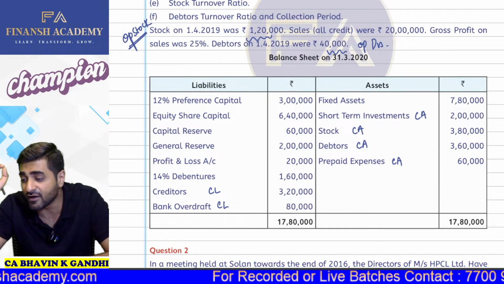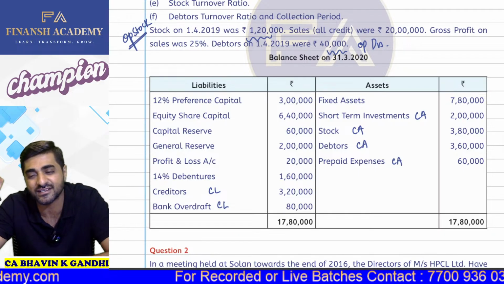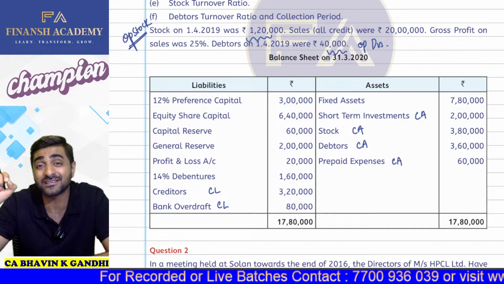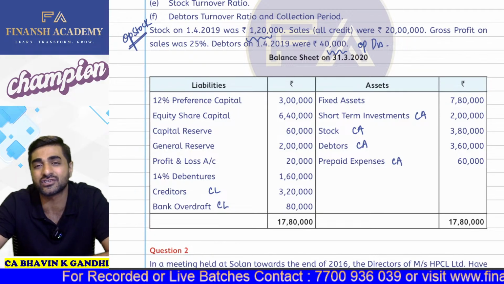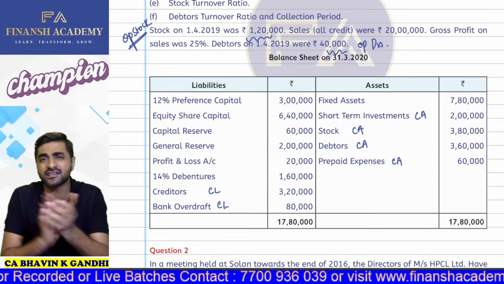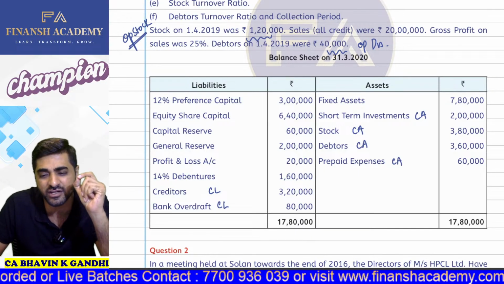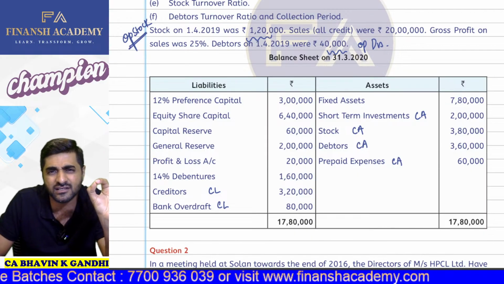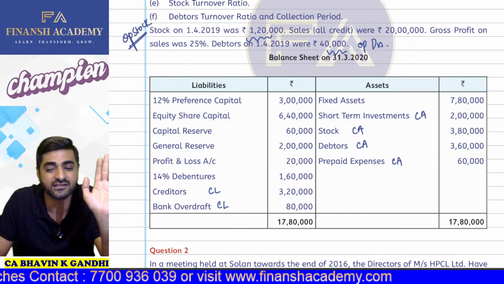Now, whenever you see preferences in the particular question, can I put it like this? That in this question, your shareholders funds and your equity shareholders funds, they both are not the same. Can I say your shareholders funds are different from your equity shareholders funds? Come on, yes or no? Of course, yes.